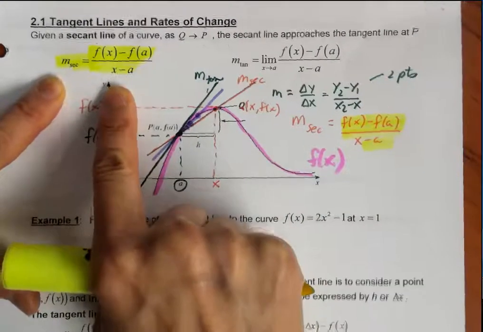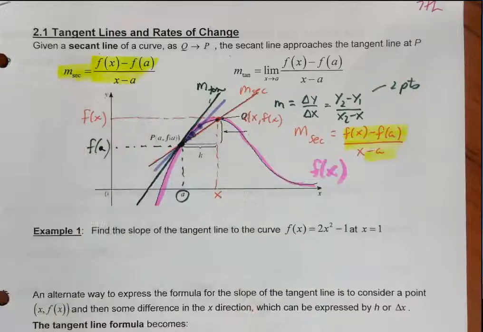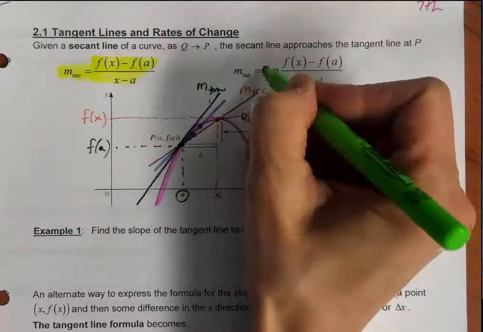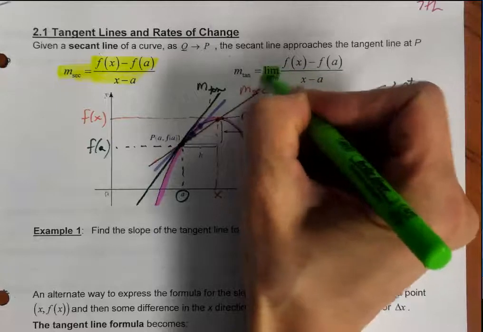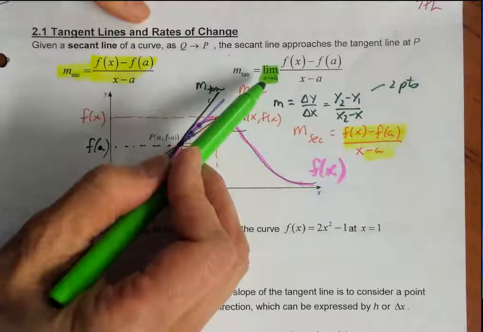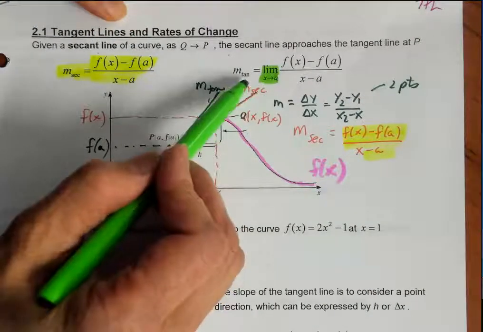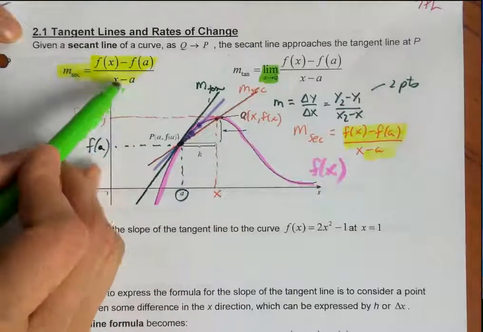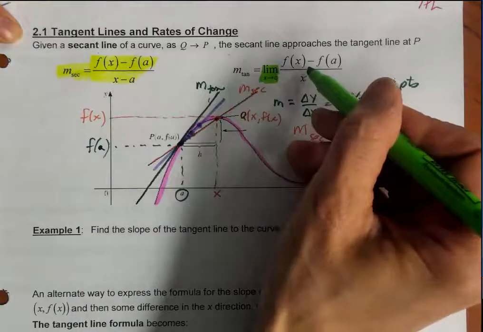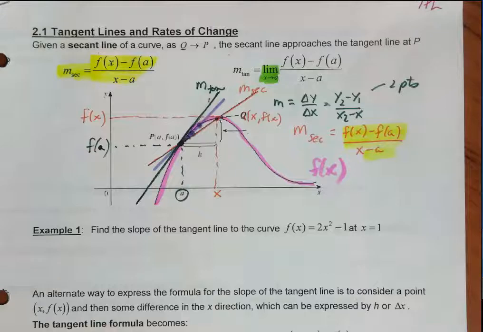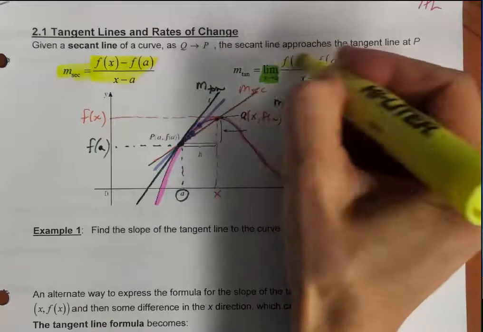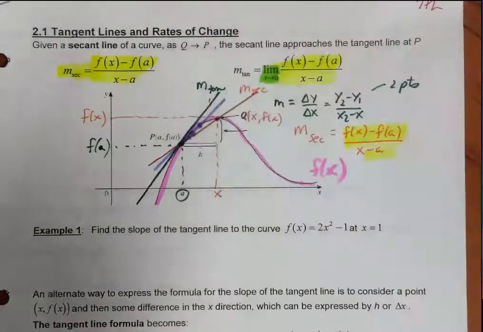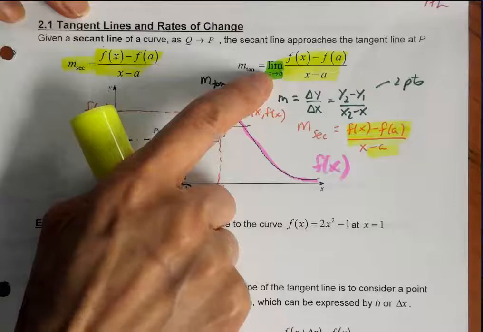In order to make it a better approximation, I'm going to put this phrase, limit as x approaches a, out in front of it. What this does is it moves the Q point closer and closer to the P point. And notice this f of x minus f of a all over x minus a is identical right here. So that one and this one are exactly the same. Now the only difference is that this limit as x approaches a is placed in front of it.